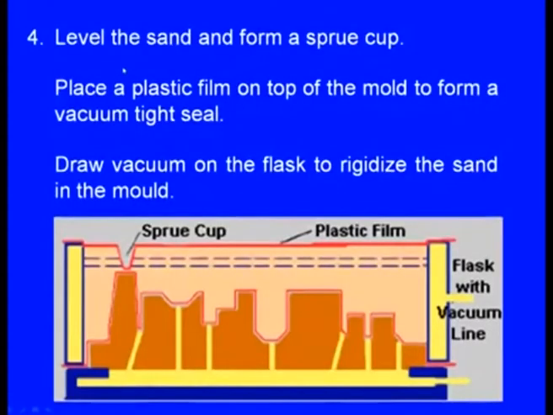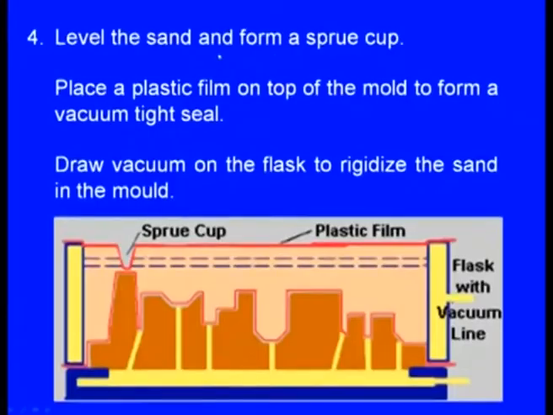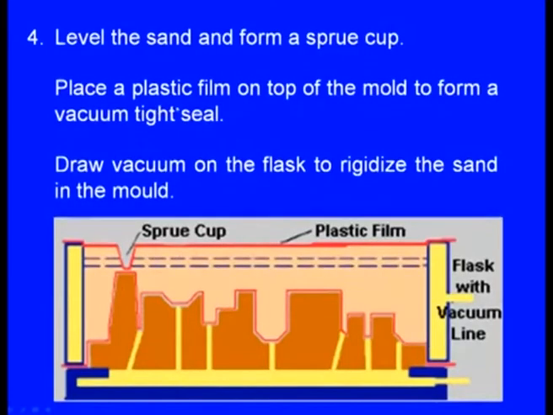Next, there will be some excess sand. You can see here there is excess sand. This excess sand must be removed. So, level the sand and form a sprue cup. Here a sprue cup is formed. Now, one more plastic film is to be kept. Place a plastic film on the top of the mold to form a vacuum tight seal. So, one more plastic sheet is kept here, and it is sealed here.